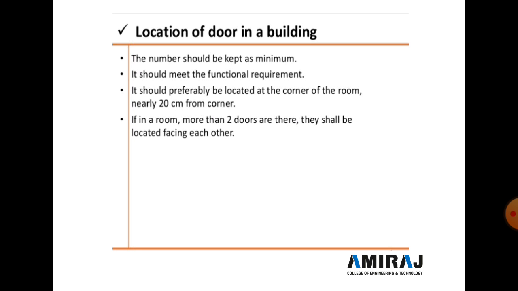Now if a room has more than two doors, they shall be located facing each other. In a bedroom, only a single door is provided, but in some rooms like the kitchen or study room or other rooms, two doors are provided, located facing each other, so it is easy for circulation.